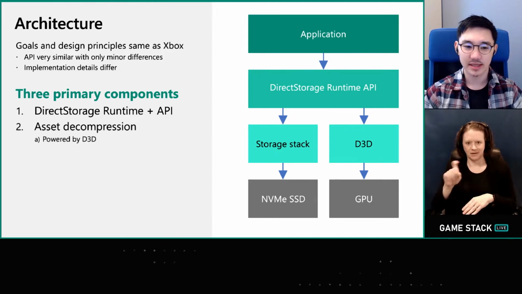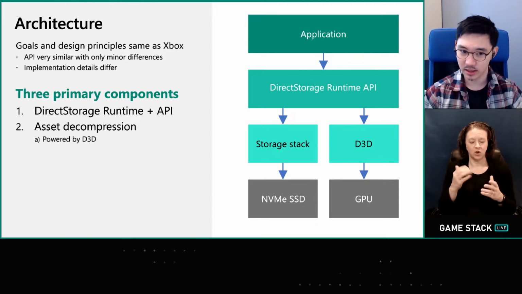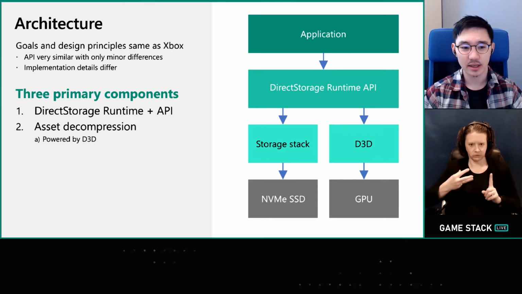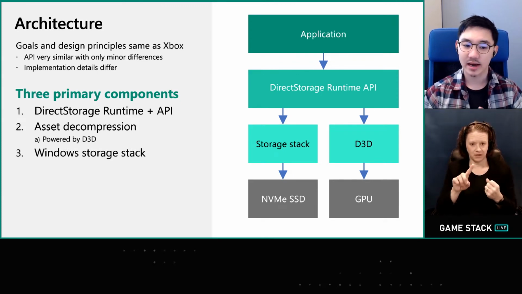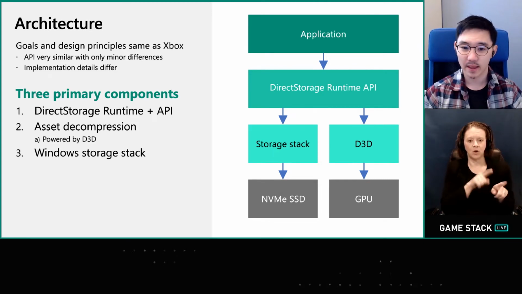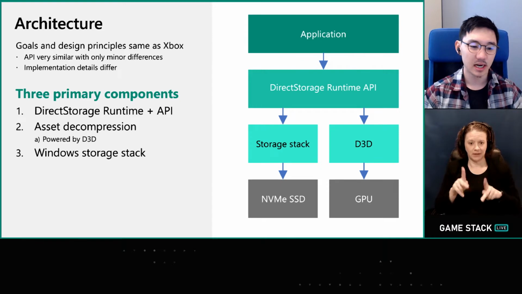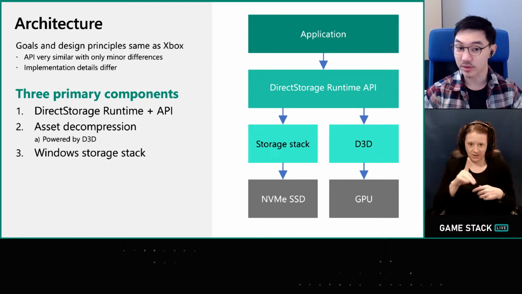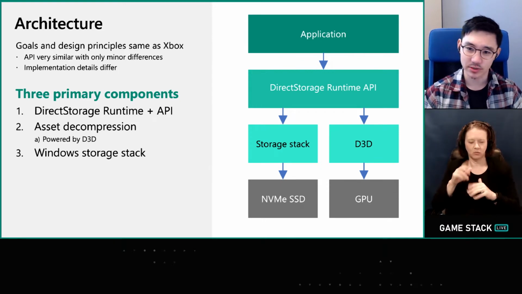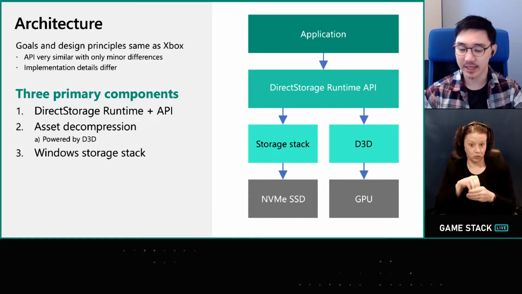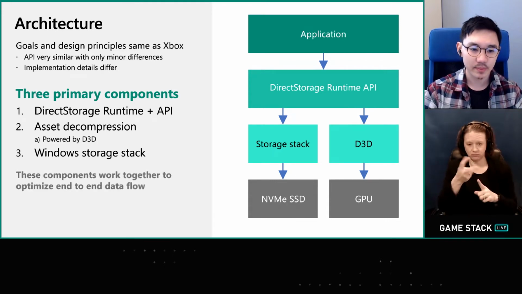You have the asset decompression piece, and we'll talk a lot more about this in a detailed slide later on. It's essentially powered by D3D. And we have the Windows Storage Stack, being the component that allows you to pull data off of the disk for later processing, including asset decompression, and then transfer over to the destination, either CPU access or the GPU.